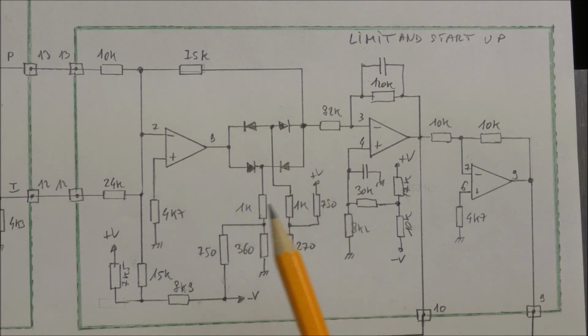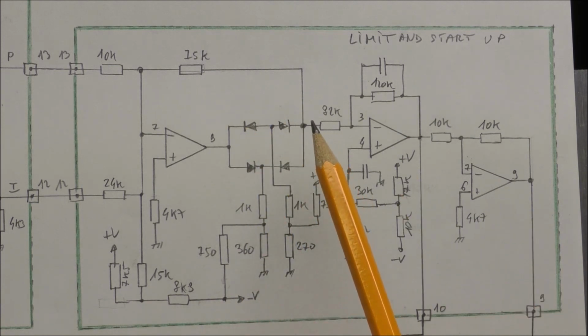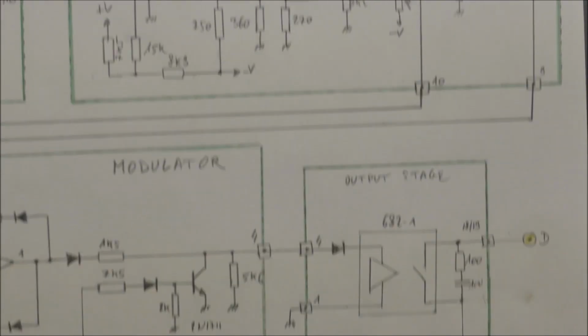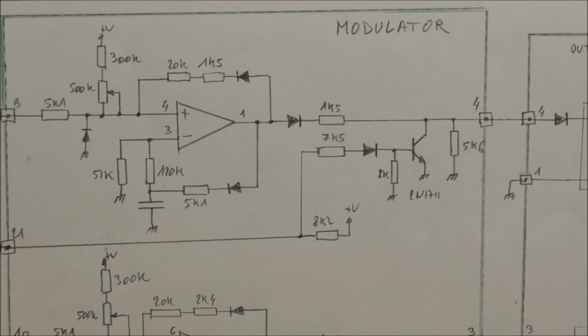arrangement and these resistors. Following this limiter, we find an amplifier here, and the second one with a gain of -1. The outputs of this board are two signals, one positive and one negative. These two signals are fed to the modulator board.